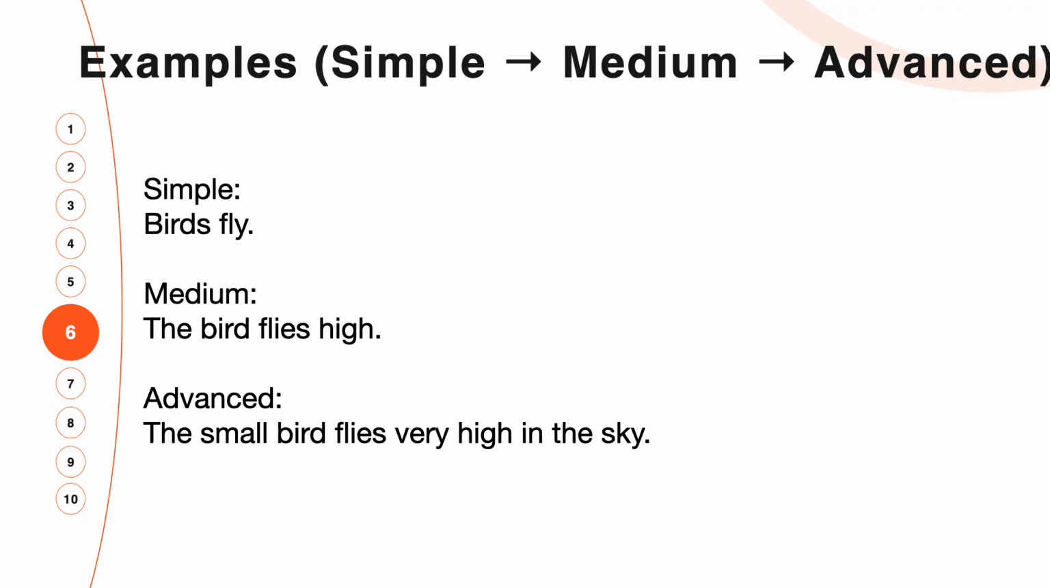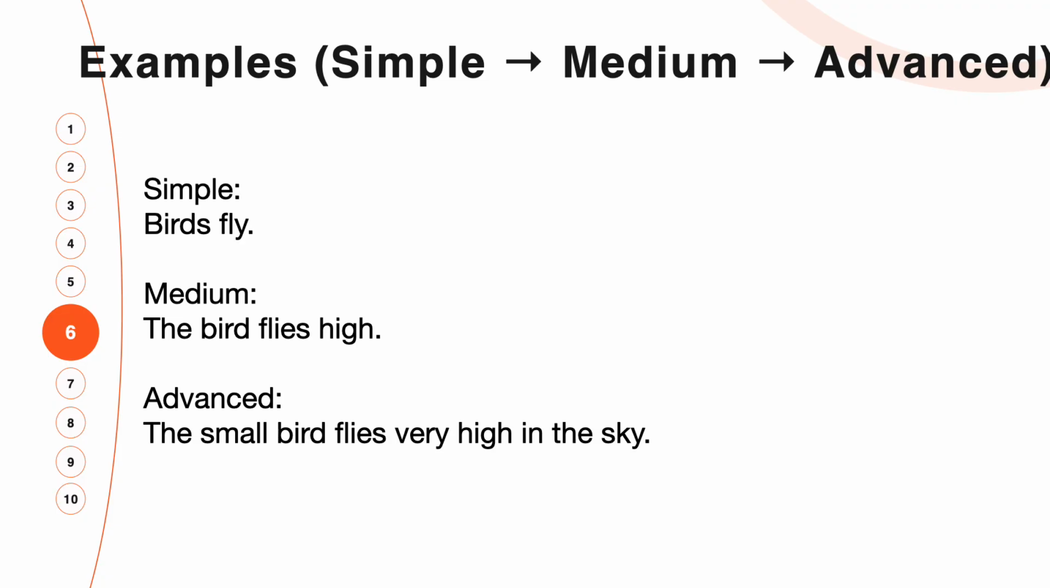Add more information. The birds fly high. Now we have the birds fly high. The word high tells us how the birds fly. So it functions as an adverb. Adverbs usually describe verbs, adjectives or other adverbs. Now the sentence is more descriptive than the first one.